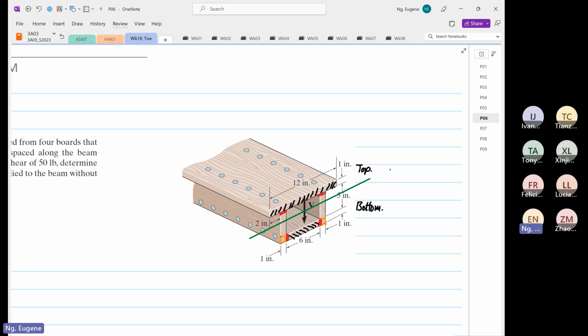Okay, that's why you don't. Then some of you might say, Eugene, why not we do this one at the top? Again, you can see the values. The value coming out will be very small for the shear flow. So that's why you take the shaded region. Okay, so let's look at the top.